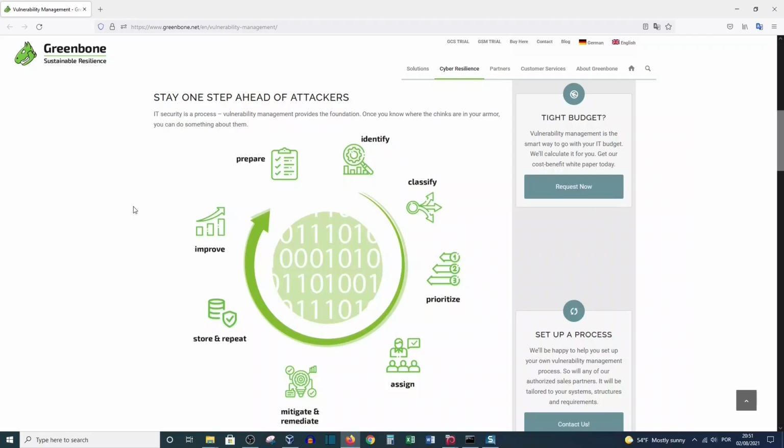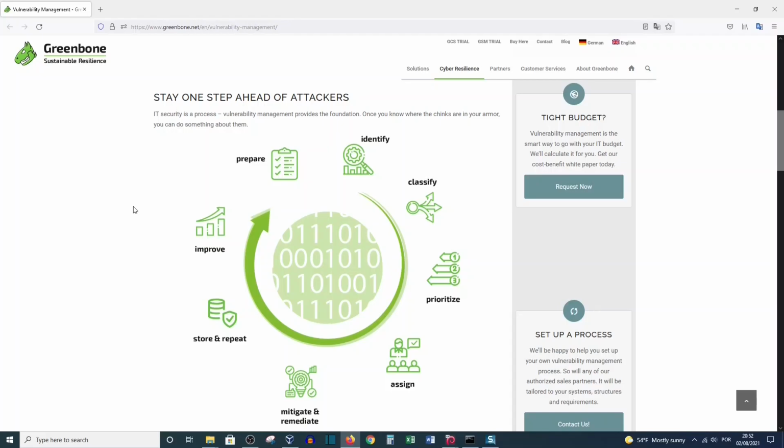Hello guys, so now I want to talk to you about the life cycle of vulnerability management. When you think about hackers, crackers, cybersecurity specialists, information security, what do you think about them? When I think about hackers, cybersecurity specialists, information security specialists, I think about vulnerabilities.